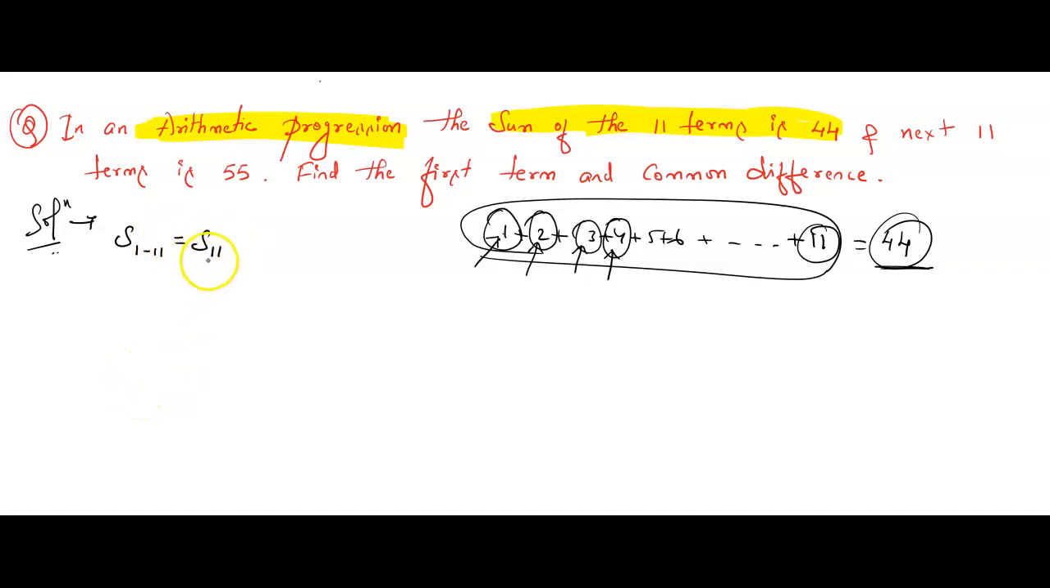You have to understand S11 means first term to 11th term. What is the answer? 44. That is the first condition. And next, what has he given? And next 11 terms is 55.